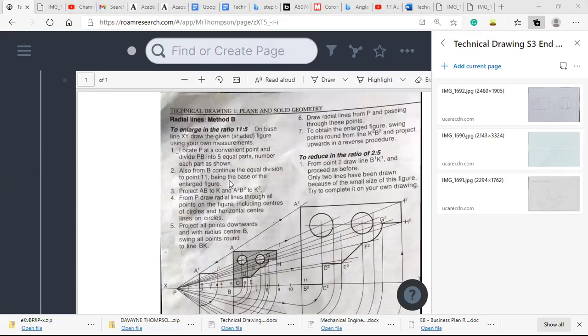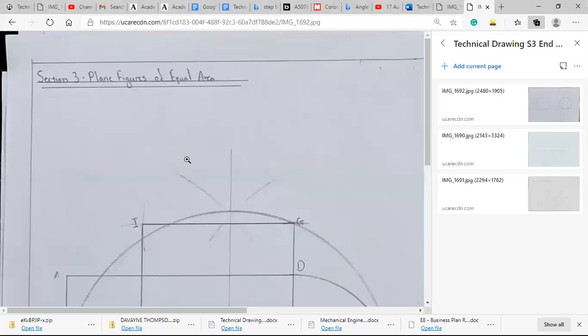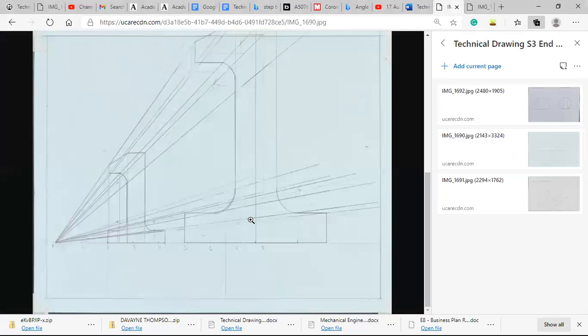So the second step, from B, continue the equal division, right? Until you meet the base. We done that. Project AB to K. Let's look at that. So when it says project, it means you have two options. Either you do radial line method A or radial line method B.